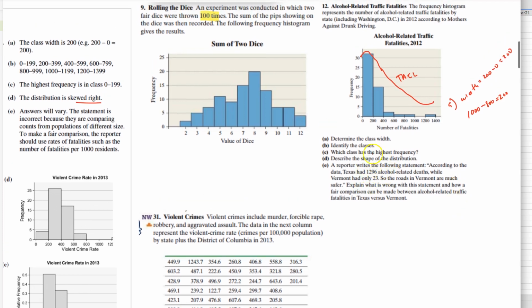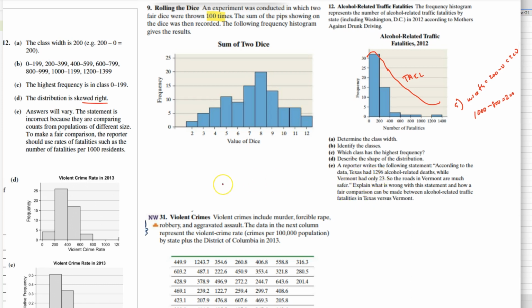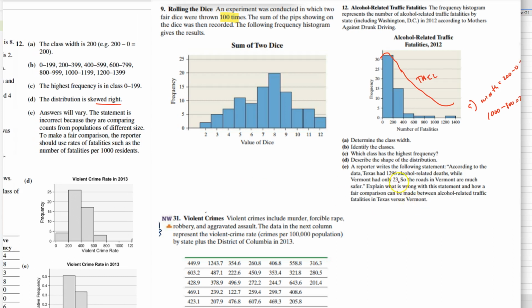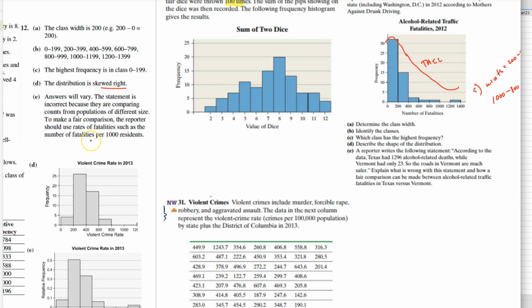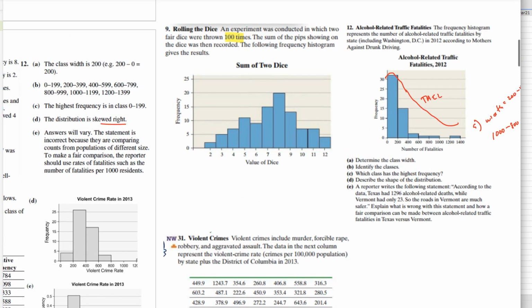Well, looking at the number of deaths, maybe Vermont looks safer, but because Texas is so much bigger than Vermont, we would need to somehow compare it to the total number of drivers or the total number of accidents. That would be my explanation, or interpretation. And you can see the book gives us some way to do that. We'd want to look at a proportion or a percent. And so that's what we're looking at here for number 12.